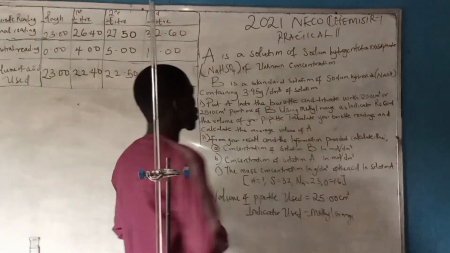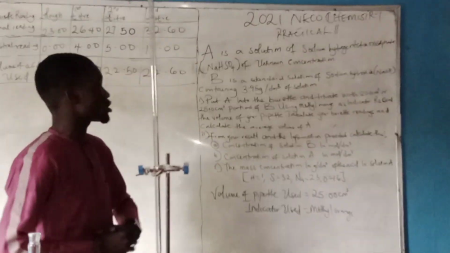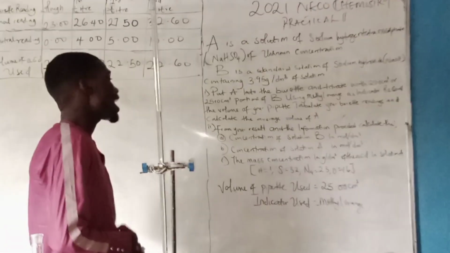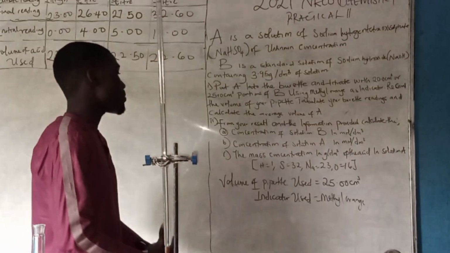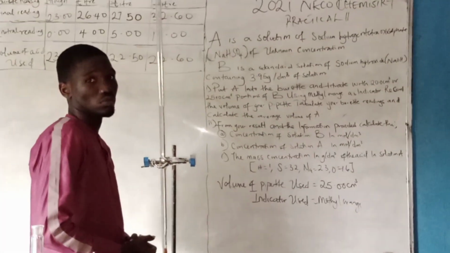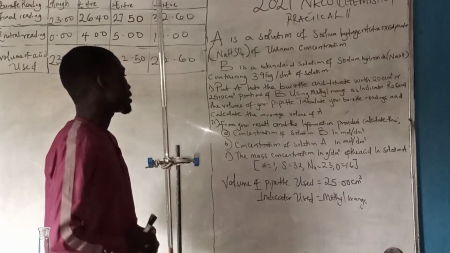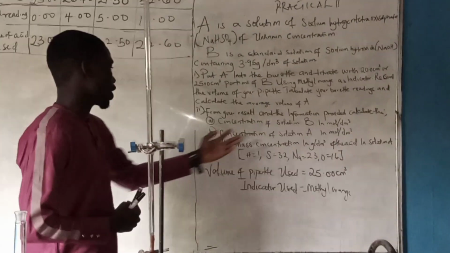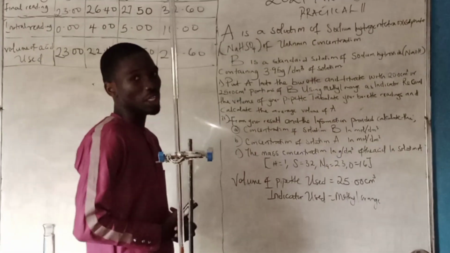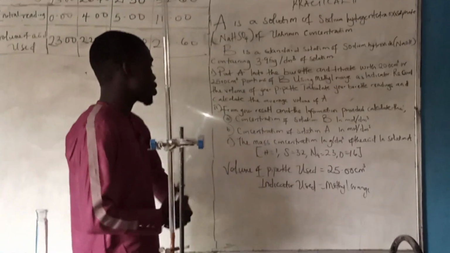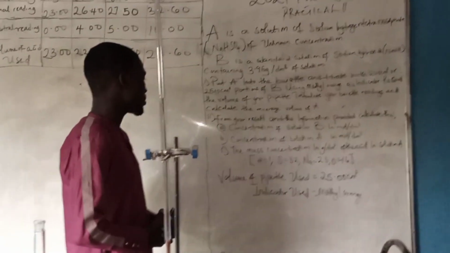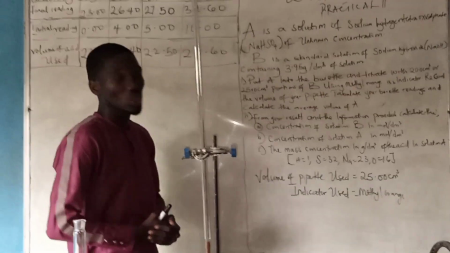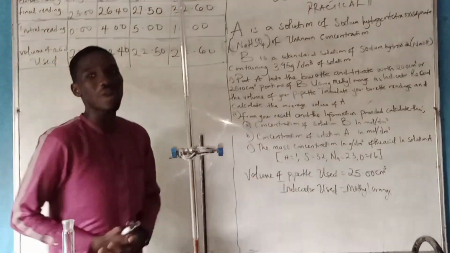They said A is a solution of sodium hydrogen sulfate, which is of unknown concentration. And looking at what you have on the board now, the methyl orange used. And again, from your results and information provided, calculate the concentration of solution B in mole per dm cube, B, the concentration of solution A in mole per dm cube, and C, the concentration in gram per dm cube of solution A. So how do you attempt that?